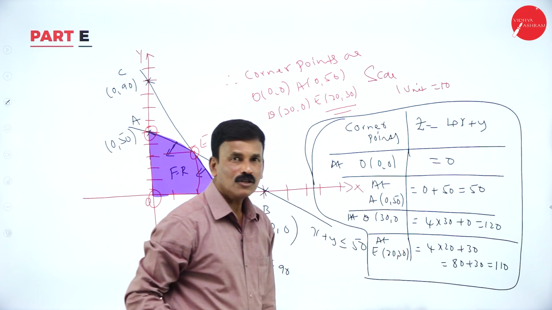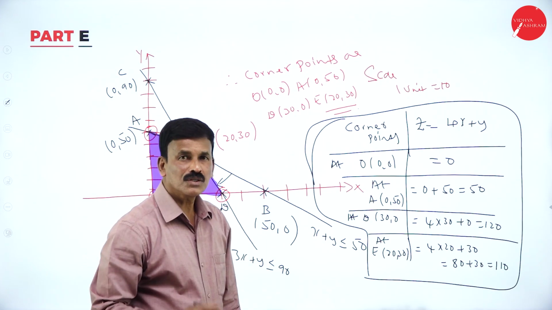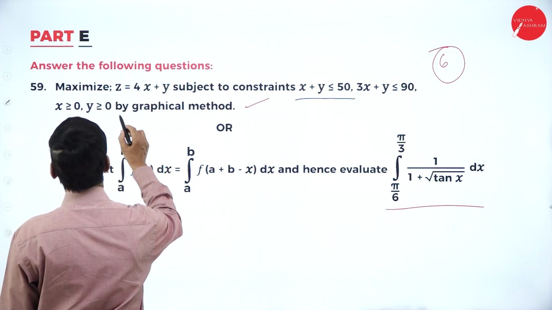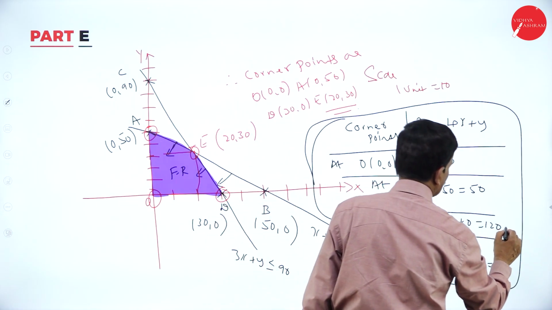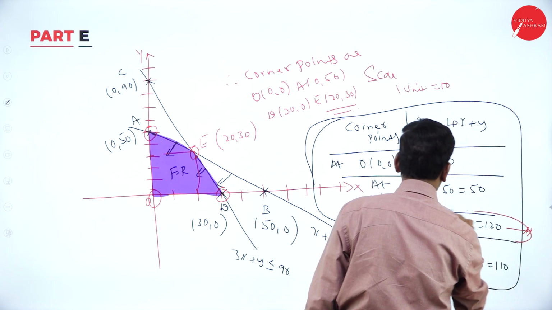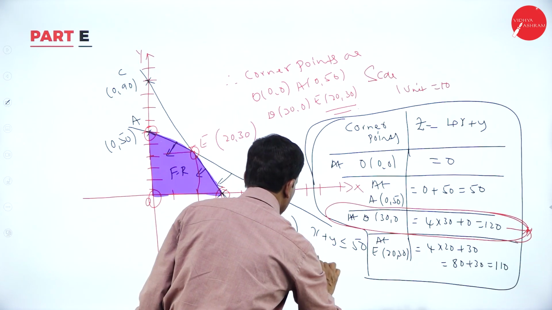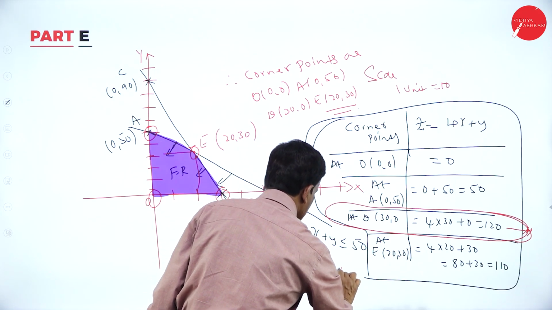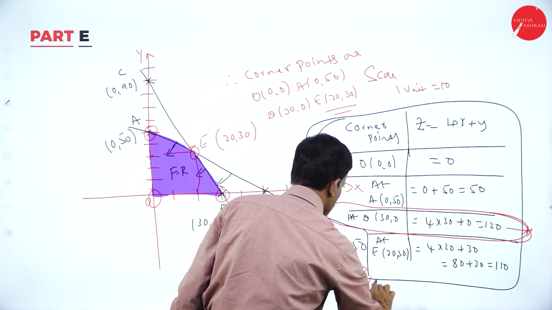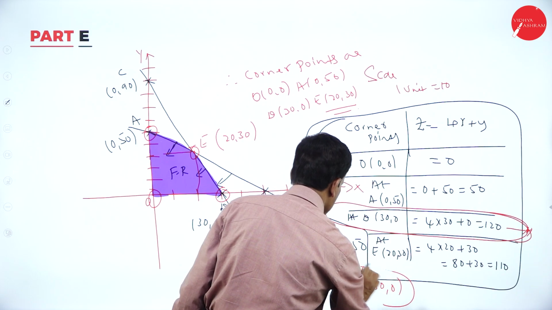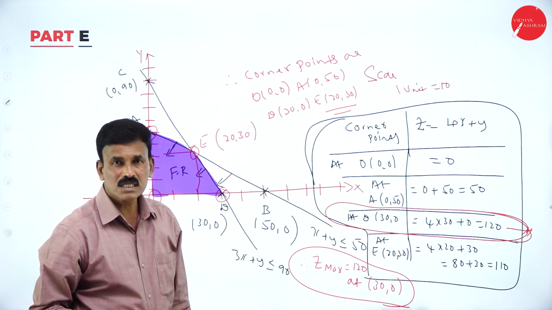This is the table. Now, what is to be found? The maximum value. What is the maximum value from this? So, what is the objective function? Maximum Z. Maximum Z is equal to, maximum is 120. This is the maximum value. So, therefore, Z maximum is equal to 120 at 30 comma 0. If you solve this much, you will get 6 marks, right?